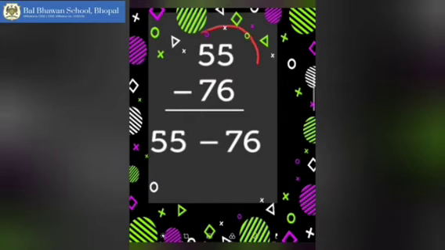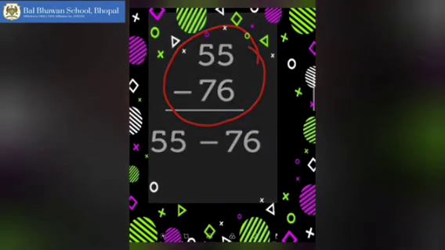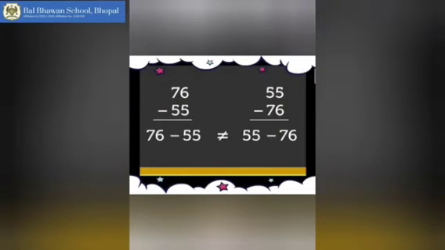So if we are changing the order of the numbers, then the difference will not be the same if we change the order of the numbers being subtracted.